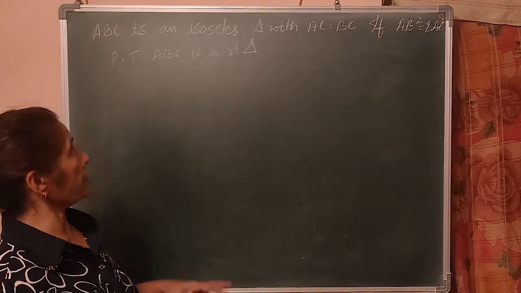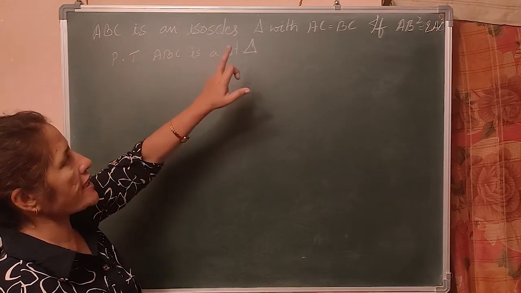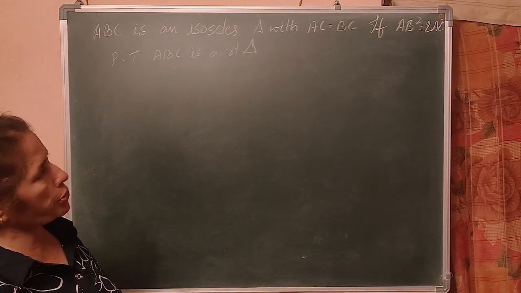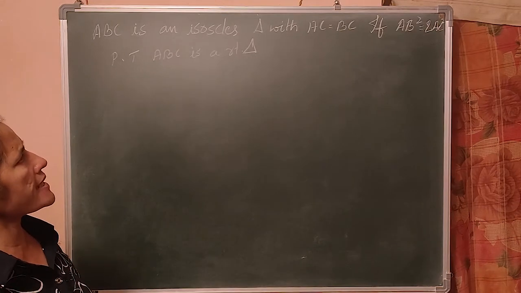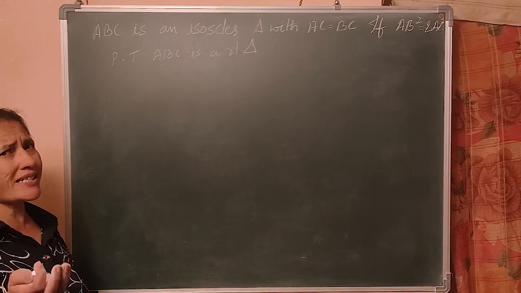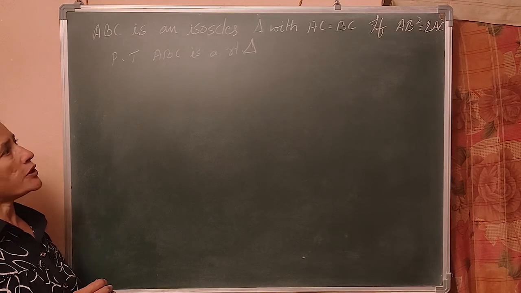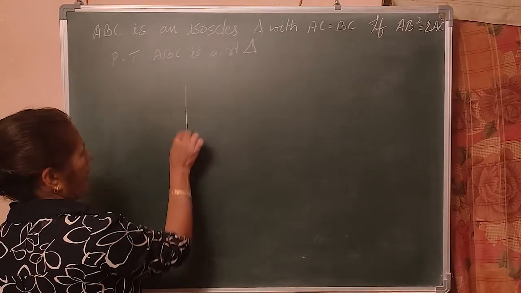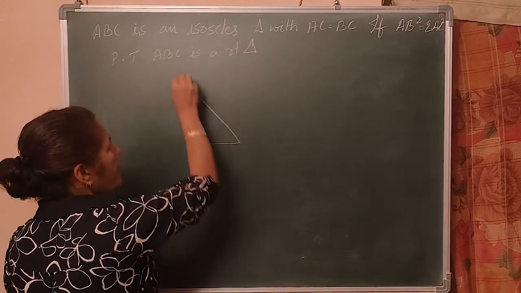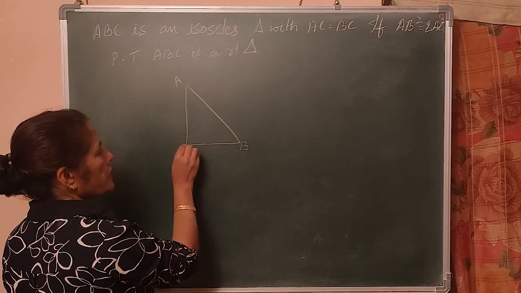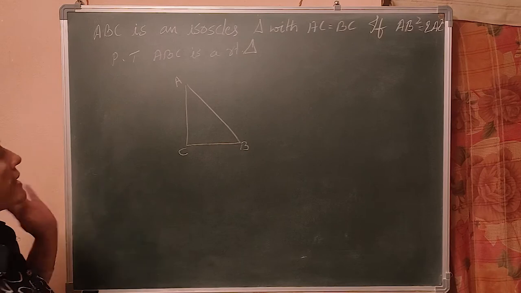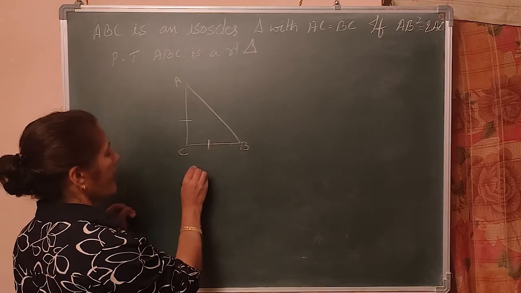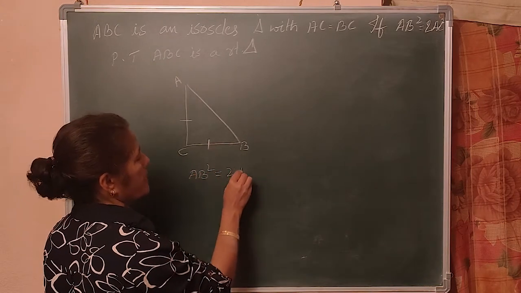Let us move on to the next one. Let us read the next question. ABC is an isosceles triangle with AC is equal to BC. If AB square is equal to 2AC square, prove that ABC is a right angle triangle. So it looks like just the opposite of the first one, right? So AB square it has come. So let me draw as if it is a right angle triangle only. Okay. Now AB square. So I write down AC is equal to BC. They have given AC is equal to BC. They have given AB square is equal to 2AC square.